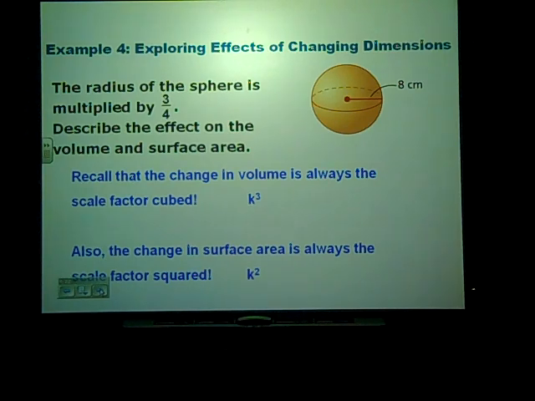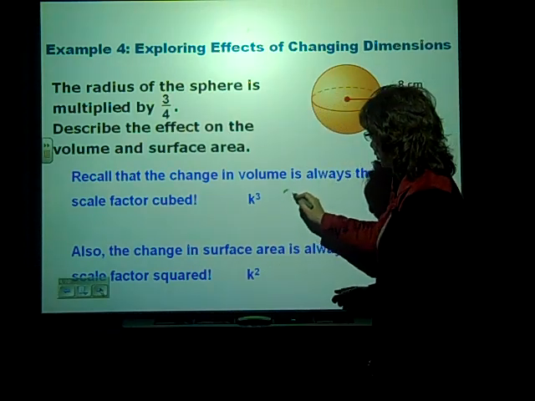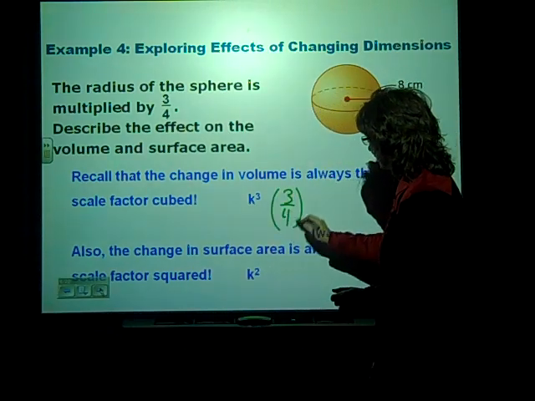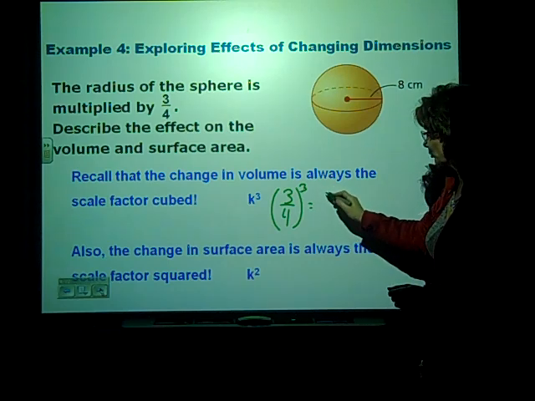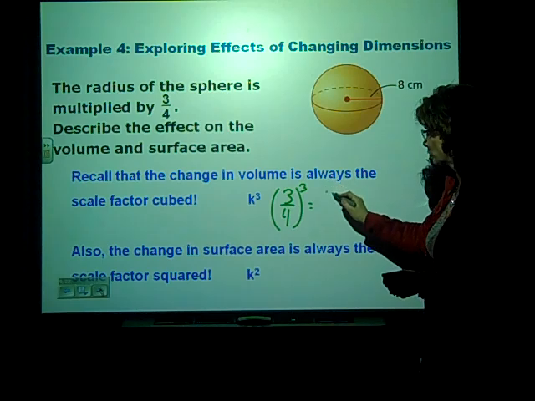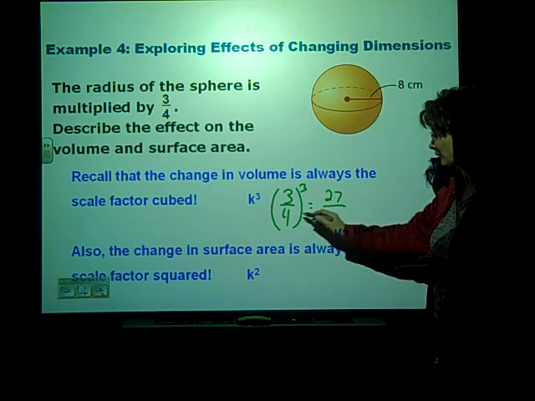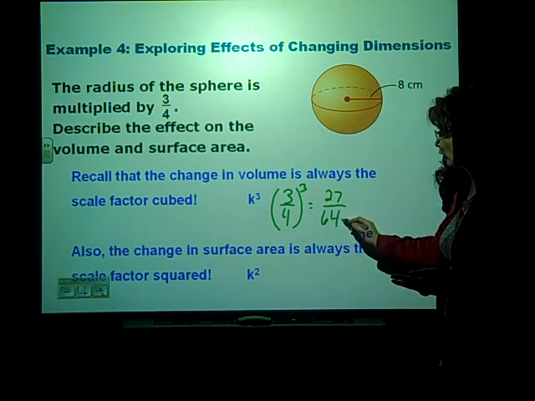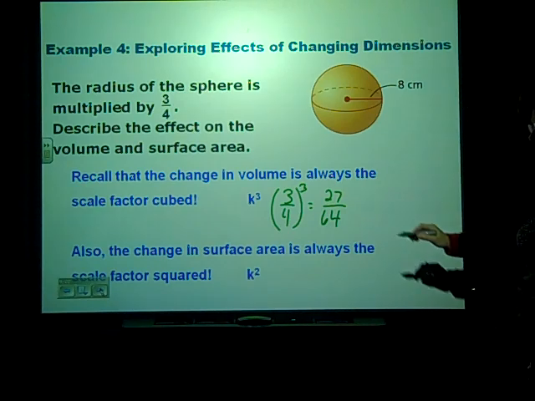Exploring the effects. If the radius of a sphere is multiplied by 3/4, what's going to happen to the volume and surface area? Remember, change in volume is always the scale factor cubed. So I'm going to take 3/4 and I'm going to cube it. That's 3 times 3 is 9, times 3 more is 27. Here I've got 4 times 4 is 16, times 4 more is 64. So the new volume will be 27/64, the size of the old volume.